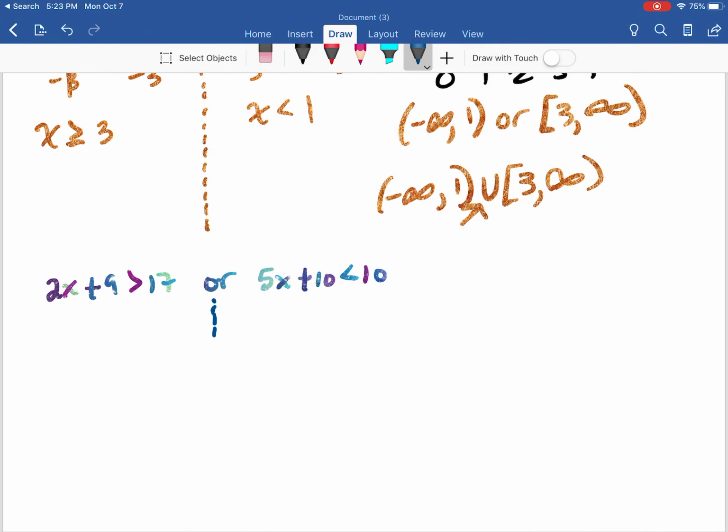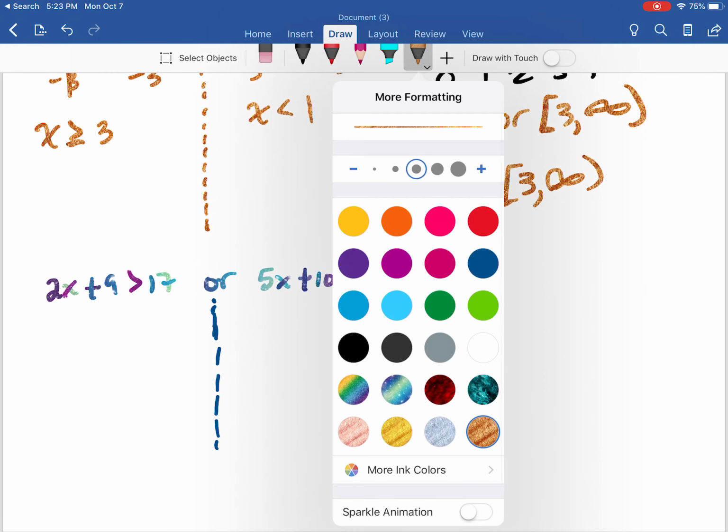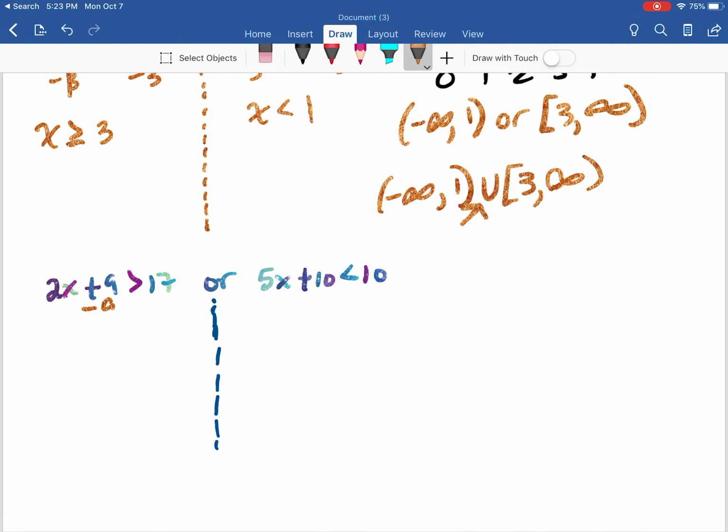Again, I have my dot, right? So I'm going to treat these as 2 separate inequalities. Okay, so I'm going to subtract 9. That gives me 2x greater than 8. Divide by 2, divide by 2. That's going to give me x is greater than 4.